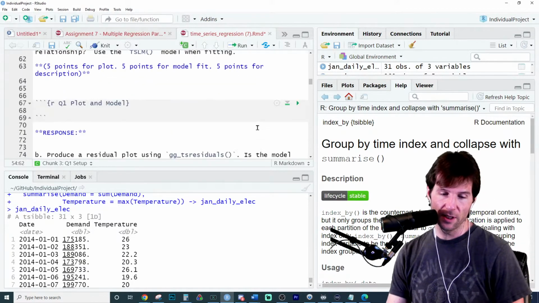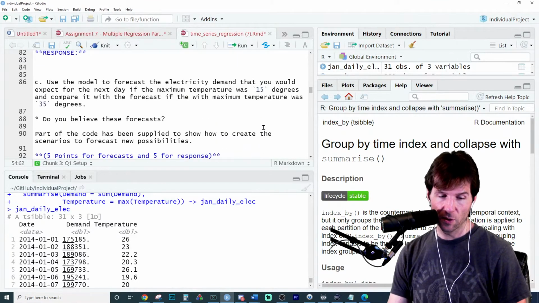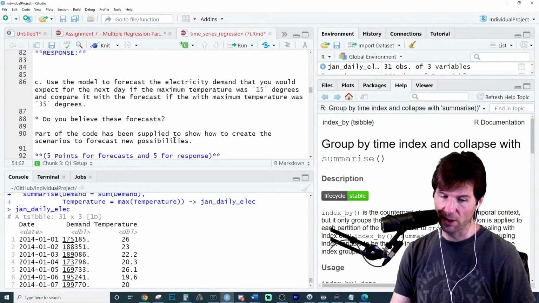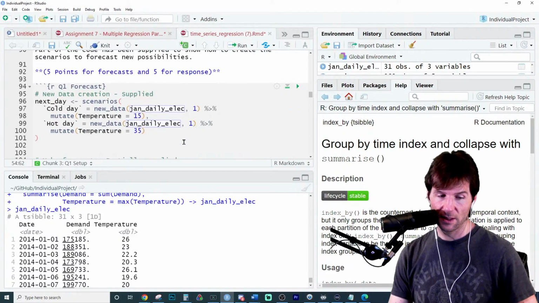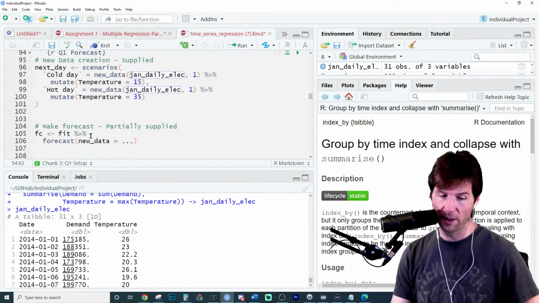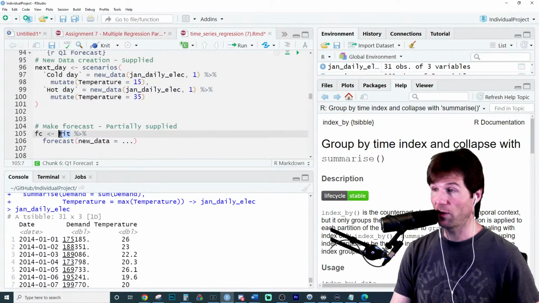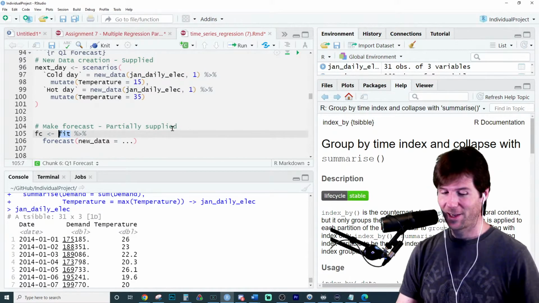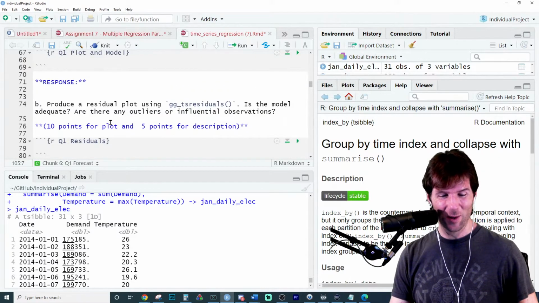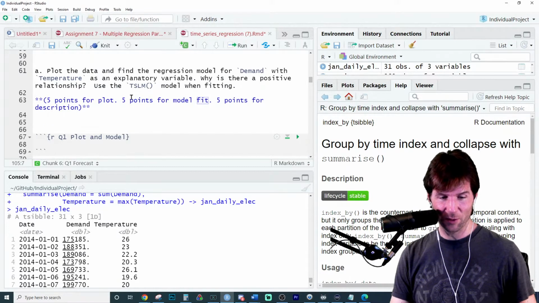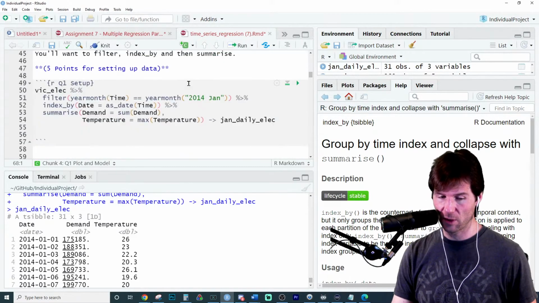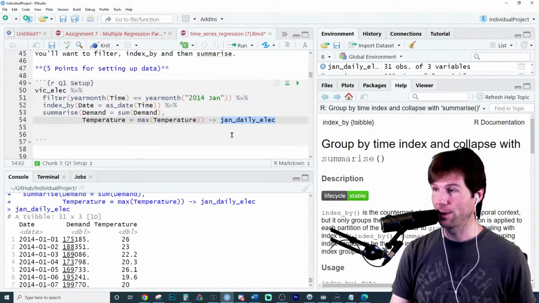And so 1C is a little bit easier now that we have this. So let's go down here to 1C, and we can actually make the forecast with this. So we need to take this data right here and make our fit right here. So if you notice, we need the fit for the model. So we're basically having to do all of it. So produce a residual plot. We don't have that yet. Plot the data with regression. So now we need to make the time series model right here. We're kind of just doing all of it.